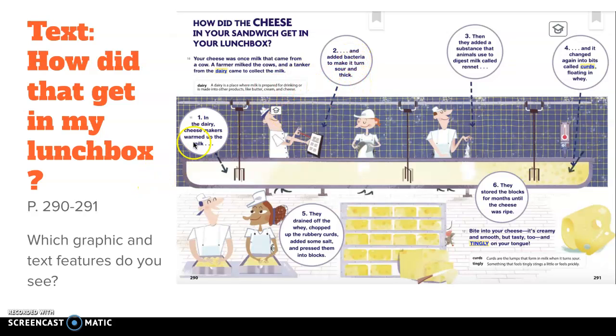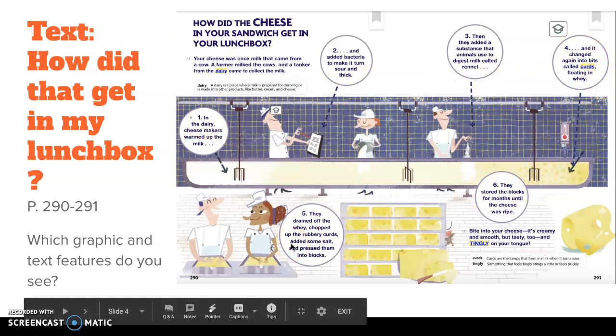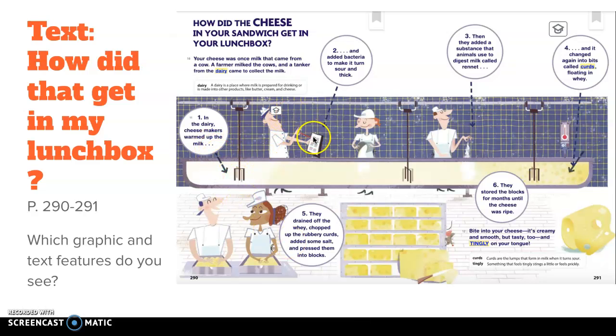I also notice these steps are numbered. When we had the example of bread that we'll see later, we just had paragraphs. But here, each step is in a circle with a number. So this is actually kind of a diagram because the steps are illustrated and labeled. So, continuing. Number 3. Then they added a substance that animals use to digest milk called rennet, and it changed again into bits called curds, floating in whey.